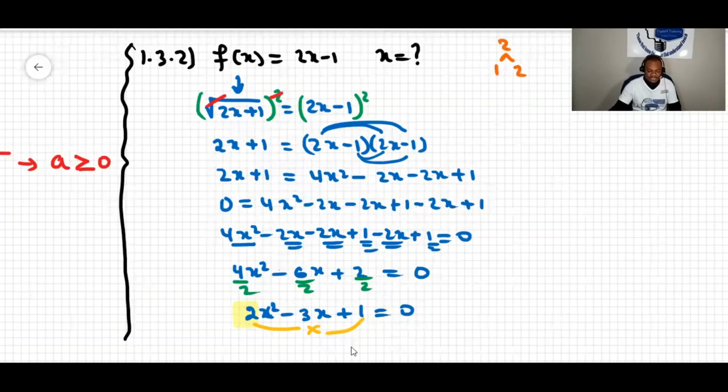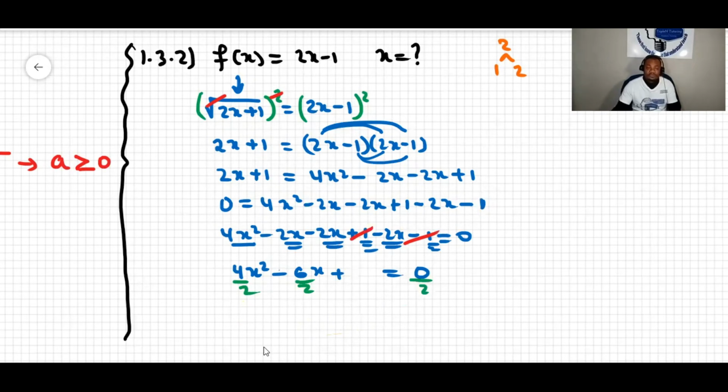I think I made a mistake here. This is not positive 1, but negative 1, so the positive 1 and negative 1 cancel out. So I didn't write the right thing over there. It was positive 1 and negative 1, so we cross that out. Okay, so far it's correct. We divide the whole equation by 2, and this makes 2x squared minus 3x equal to 0. So we don't need to factorize the trinomial.